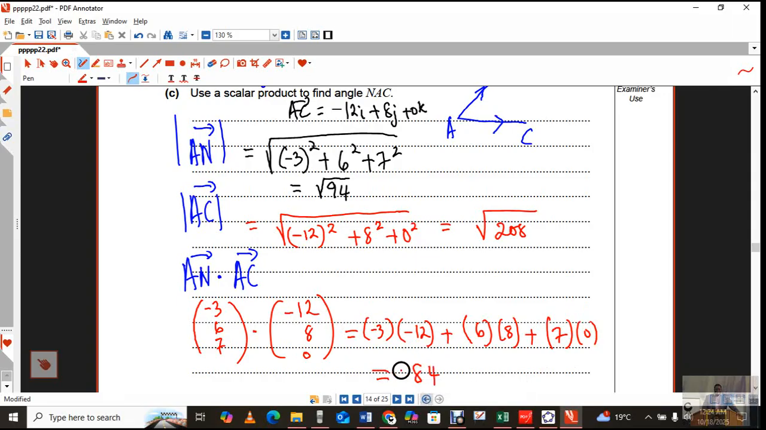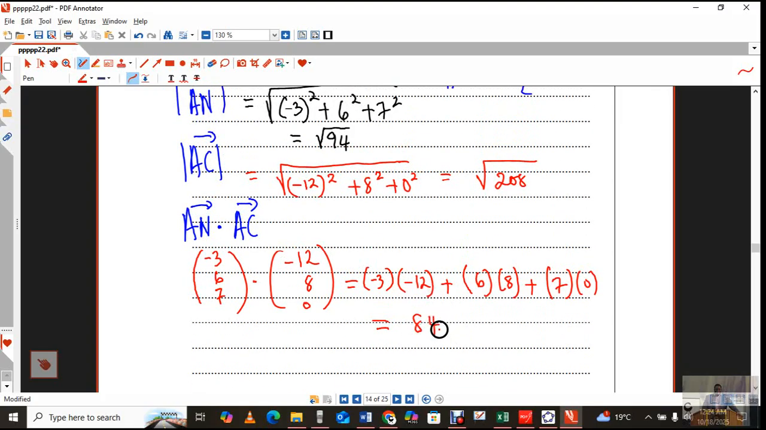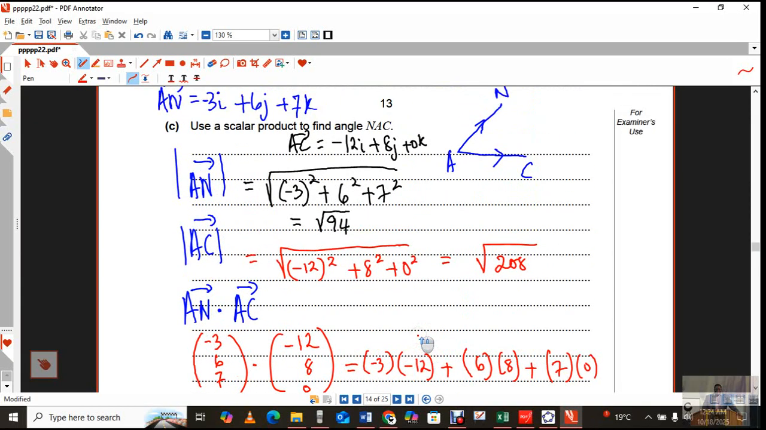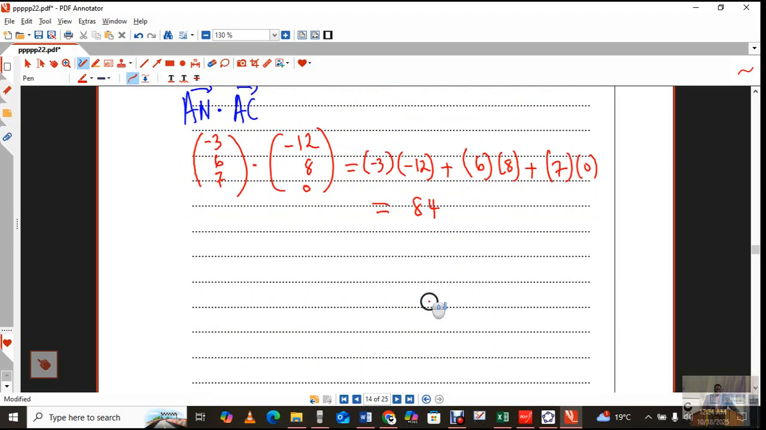Here's something that I need to explain to you. Whenever your dot product is a positive number, your angle will be acute. Very important. Whenever your dot product is a negative number, your angle will be obtuse. When your dot product is 0, your angle will be 90 degrees. Okay? So in this case, I'm expecting an acute angle.